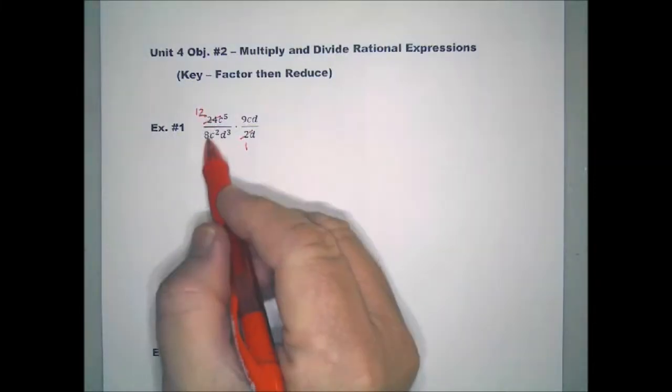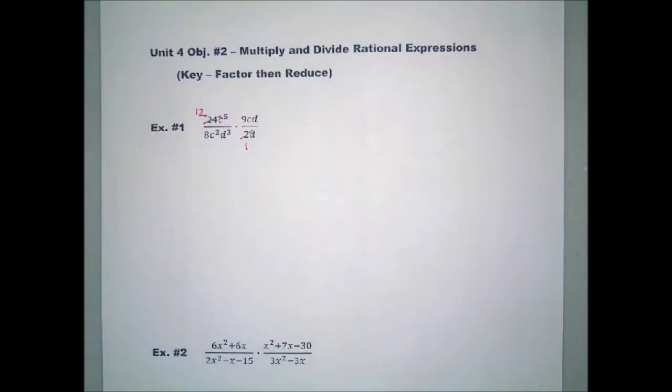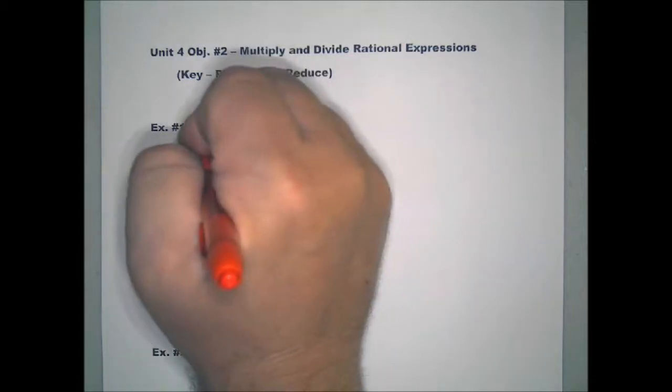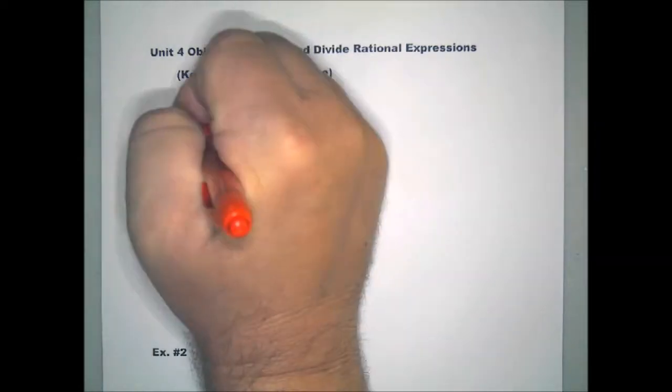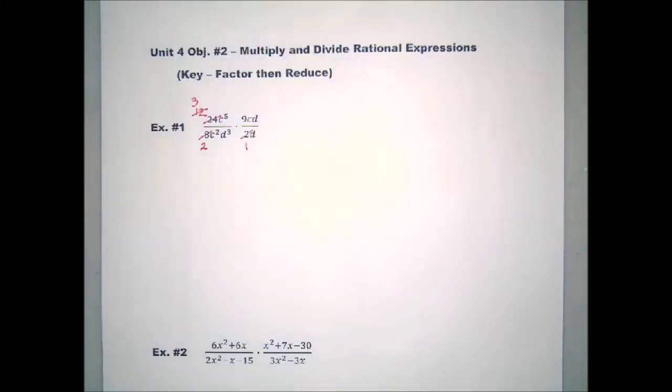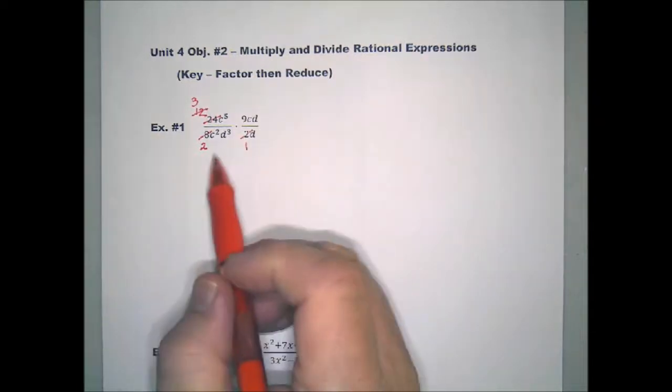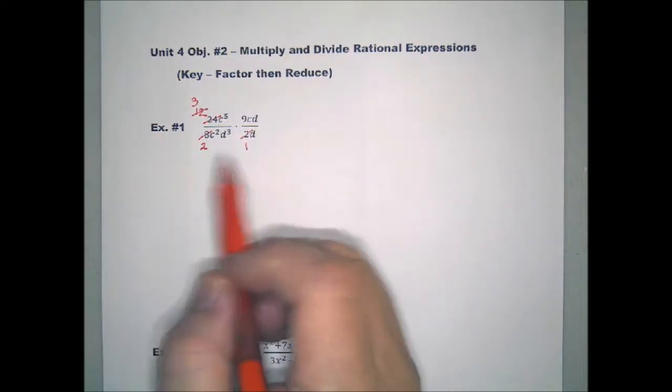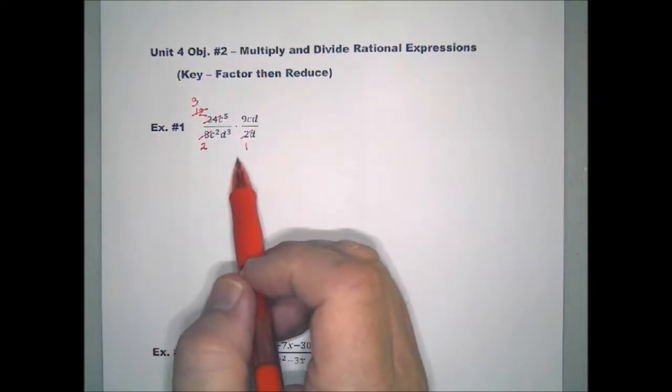Now I can go up and down with that 12 and 8. They're both divisible by 4, so I can reduce by a factor of 4, and that would make the 8 a 2 and the 12 a 3. And I think that's about all I can do as far as the numbers are concerned. Let's start looking at the variables.